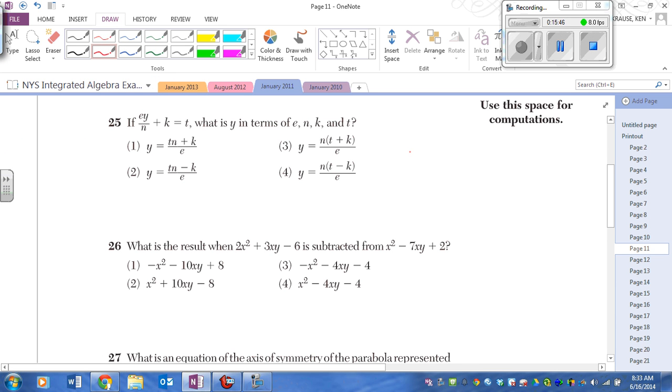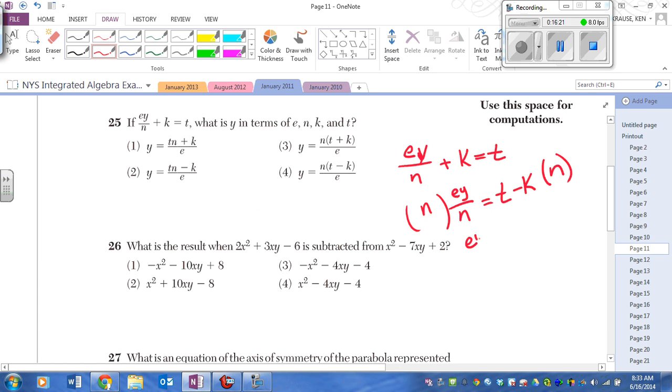Alright, this one is not an easy question. 2y over n plus k equals t. We want to figure out what y is. Alright, so we get y by itself, so we're going to move the k over, so you get y over n equals t minus k. Now I get rid of this n, so I'm going to multiply this side by n and this side by n. But notice, I did distribute it.